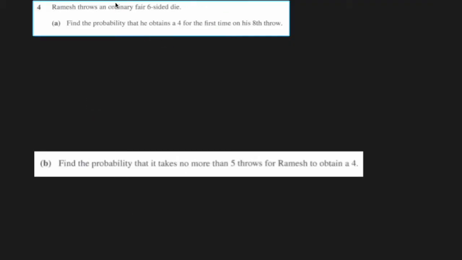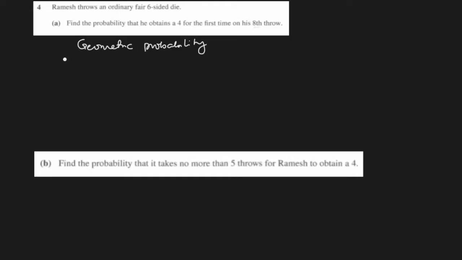Question 4. Ramesh throws an ordinary fair 6-sided die, normal die, okay? Find the probability that he obtains a 4 for the first time on his 8th throw. That means this is geometric probability. So first time means he fails for 7 times, because on the 8th time he's getting a success.